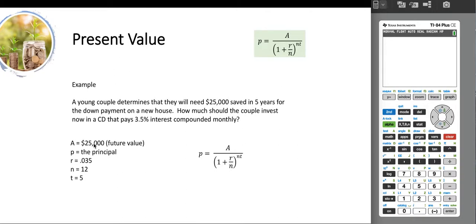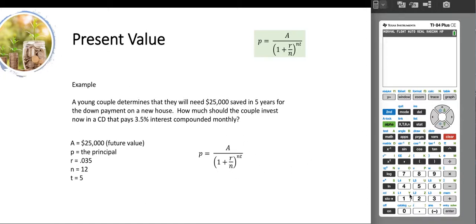I've identified the key values for you. The A is the amount we know. That's the future value. That's how much they want to have accumulated. P is the amount we don't know. How much do they have to invest right now? The interest rate is 0.035. The number of payments is 12 per year. I'm sorry, not the number of payments. The number of compounding periods is 12 per year. And the time is 5.